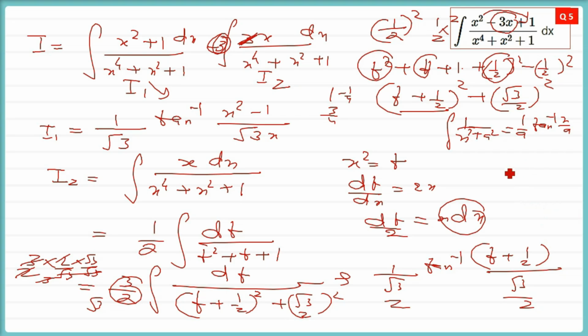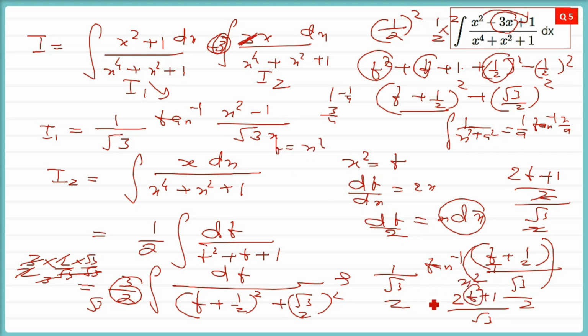Now t plus half by root 3 by 2. Let's solve this also. This will give you 2t plus 1 by 2. And then root 3 by 2 gets cancelled. You get 2t plus 1 by root 3. Please remember that t was taken as x square. So in the next step, I'm going to replace t by x square and write the direct answer. So t will be replaced by x square just now.